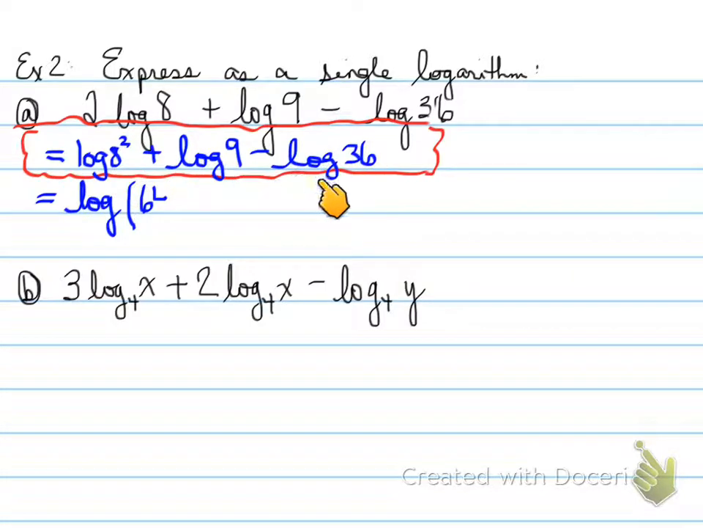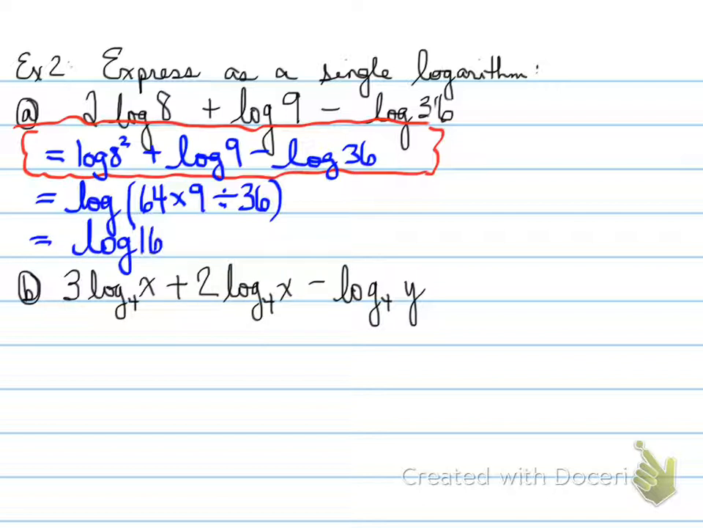So what we have here is converted everything to a single log, and then we use our log laws, which will be 64 times 9 divided by 36. And you could do that with a line over it or the division sign. Either way, it's the same answer. And log of 64 times 9 divided by 36 is going to be log of 16. Because the question doesn't ask us to give the answer, it just says express as a single logarithm, which is exactly what we did.